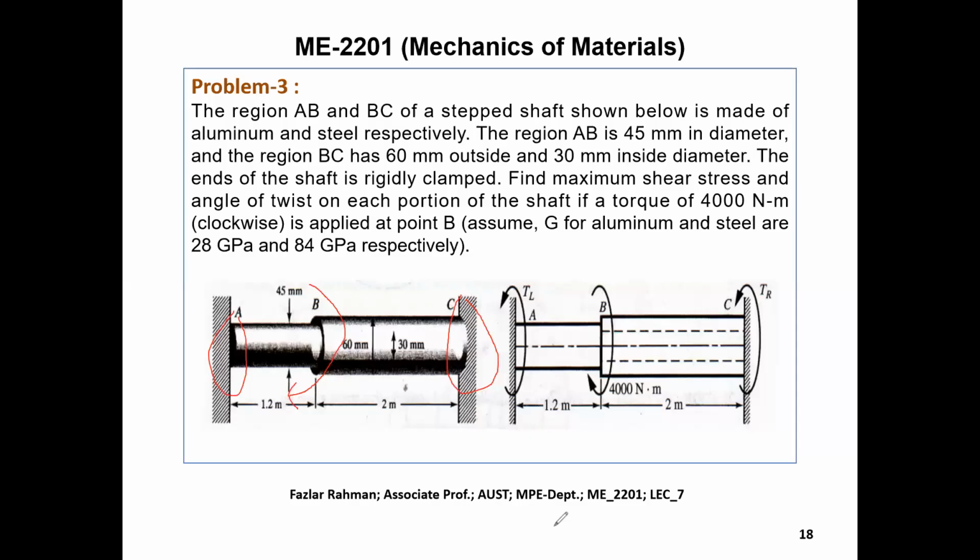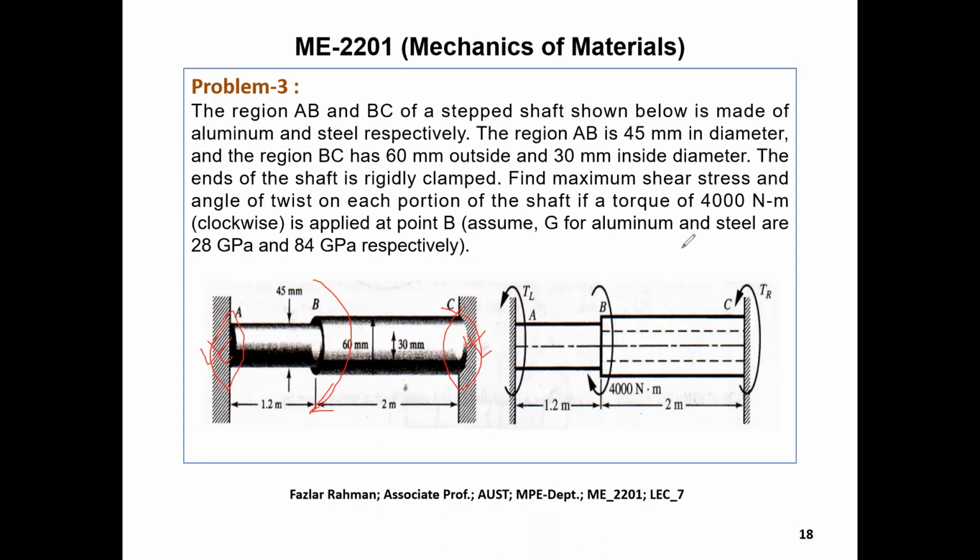Okay. So the main point of this problem is that both point C and A are fixed supports. So it holds the shaft tightly, so even if you apply torque at point B, it will not rotate. So they want to know how much torque will be at point A and point C, and also what will be the maximum stress and deformation of this shaft.